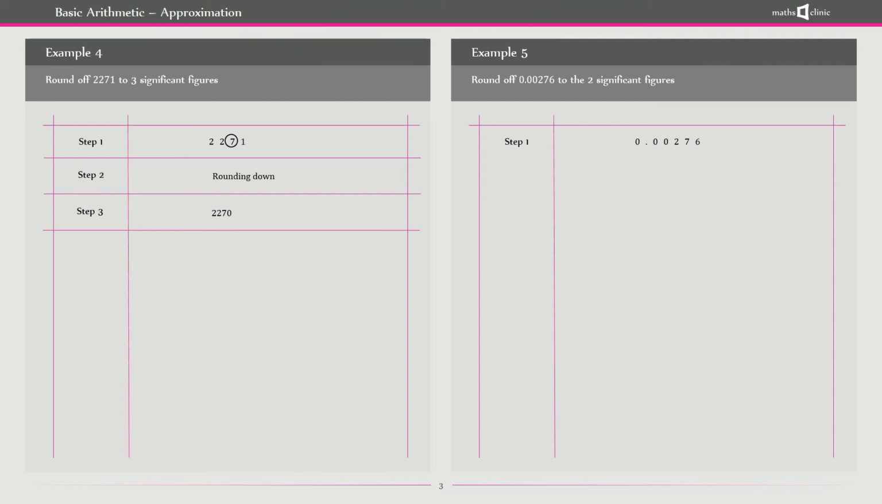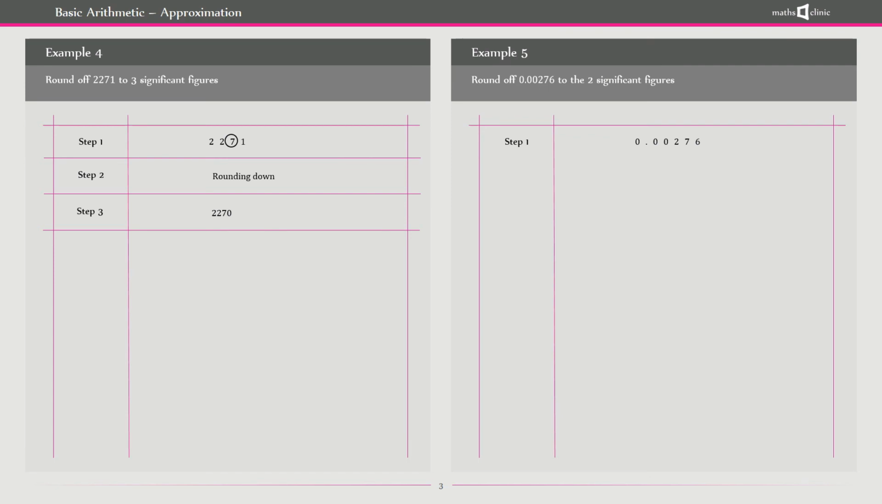Because when you're looking at a number, the first significant figure is the first non-zero number, the first number that isn't 0. Because 0 at the start of a number is not a significant figure. So when you're counting your significant figures from the left, you skip all the zeros, so those first 3 zeros go out of the way, and your first significant figure is 2.